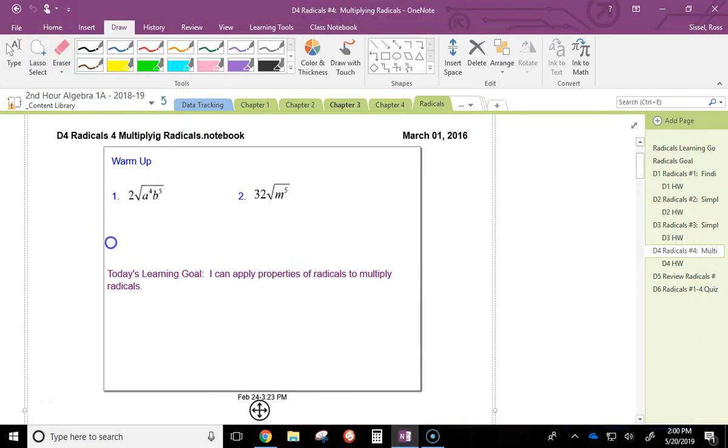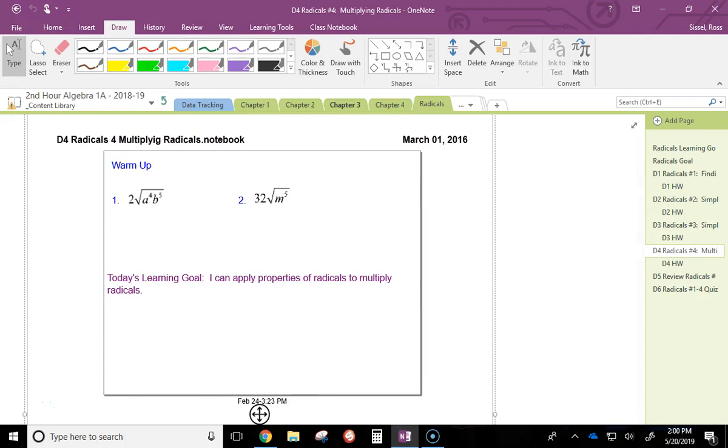Alright, so we are going to work on radicals 4 today. For the warm-up, we have 2 times the square root of a to the 4th, b to the 5th. And number 2 is 32 times m, or the square root of m to the 5th. So please pause your video if you have not finished those. Pause it, then go ahead and complete it and see if you and I have the same answers.